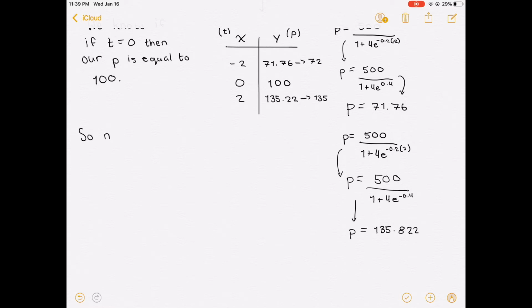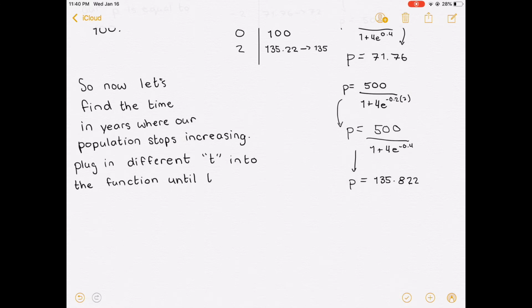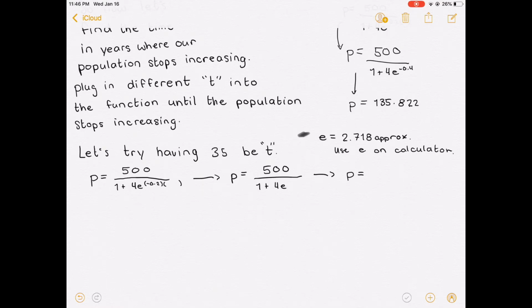So now, let us find the time in years that our population stops increasing in size. In order to do this, all we have to do is plug in different t's into our function until the population stops increasing. So now let's try 35 for t. Why not? Let's put 35 into where t should be into our function.